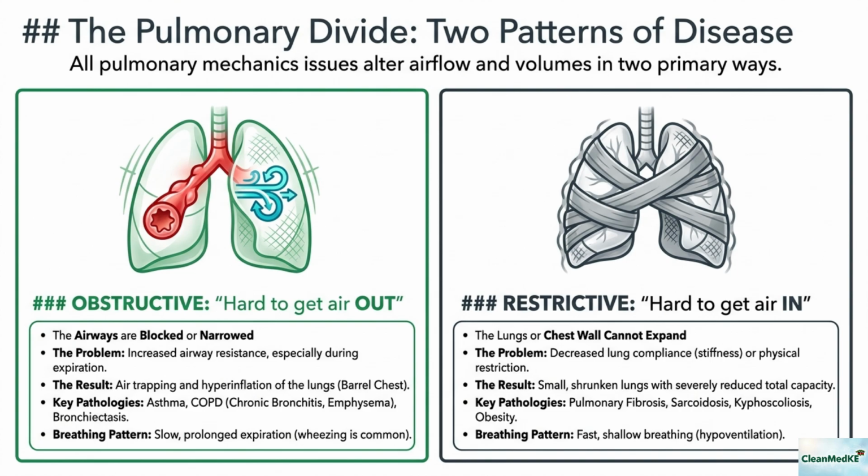Conversely, restrictive disease is "hard to get air in." Here, the lungs or chest wall cannot expand due to stiffness or physical restriction, resulting in small, shrunken lungs and a fast, shallow breathing pattern, as seen in pulmonary fibrosis or obesity.